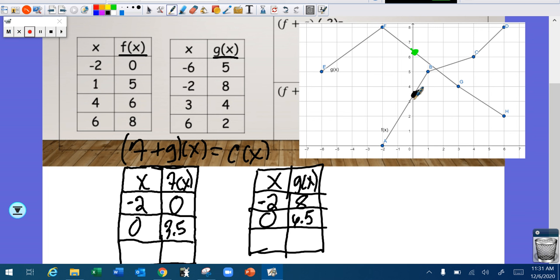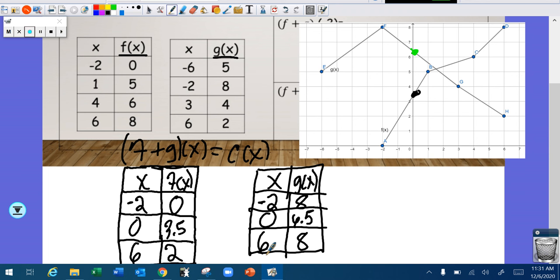All right. And then here I'm going to choose one more point. I'm going to go ahead and choose this one out here, which is 6. So when x is 6, f of x is 2. And when x is 6, g of x is 8. Okay.